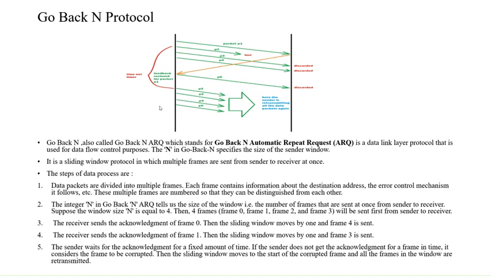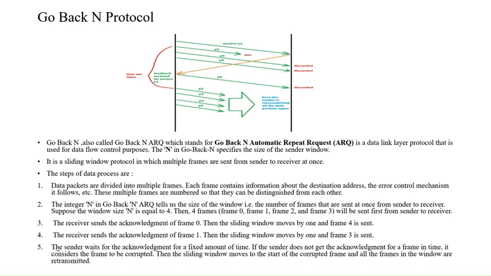Suppose N is equal to 4. Then the 4 frames are frame 0, frame 1, frame 2 and frame 3. These will be the first frames to be sent from the sender to the receiver. Now the receiver first sends the acknowledgement of frame 0. Then the sliding window moves by 1 and frame 4 is sent. Later, frame 1 has its acknowledgement sent by the receiver. Then again the window moves by 1 and the next frame is sent.